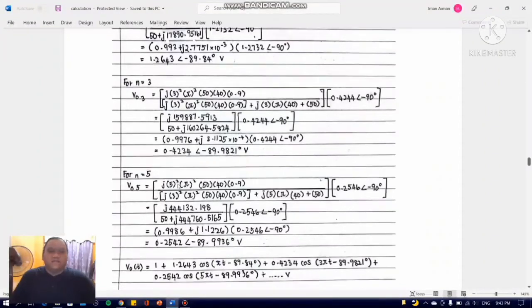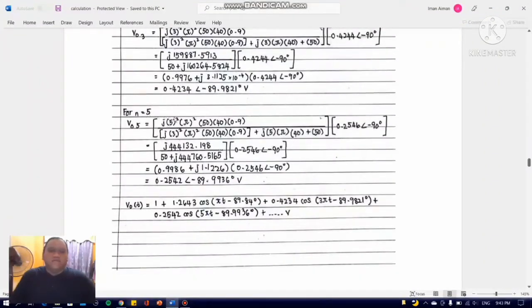89.9821 degree volt. And for n5, just substitute n with 5 and all the values of R, L, C, and the Vs for n5 is 0.2546 with the angle negative 90 degree. We get the answer 0.2542 with the angle negative 89.9936 degree volt.